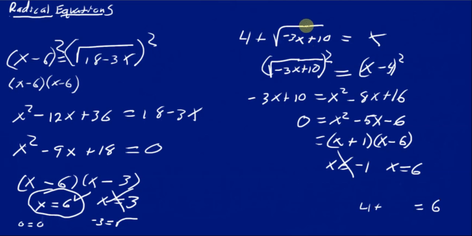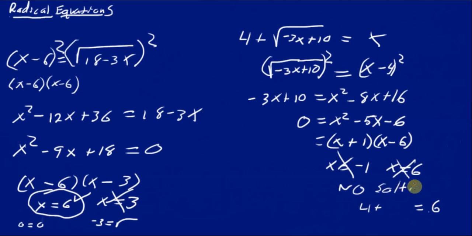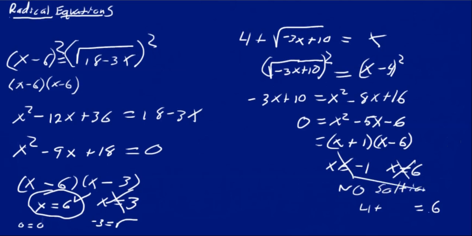Well, the square root of a negative number is imaginary, and there's no way that that's going to equal a 6. So that's not an answer either. So this one is no solution.